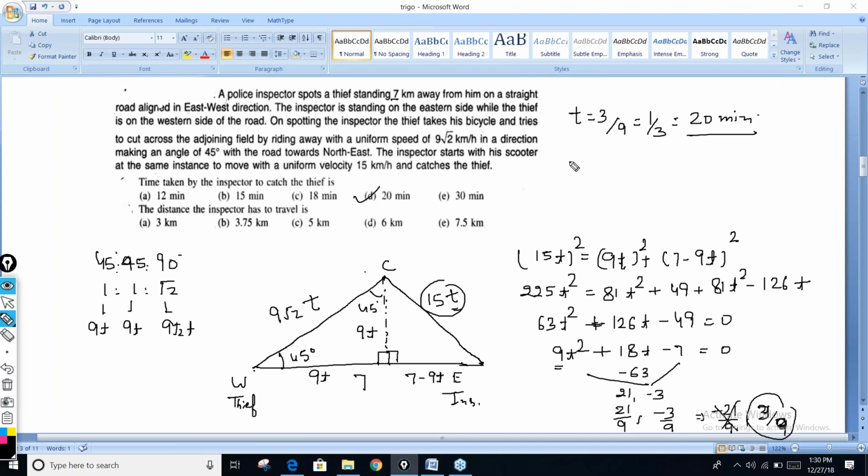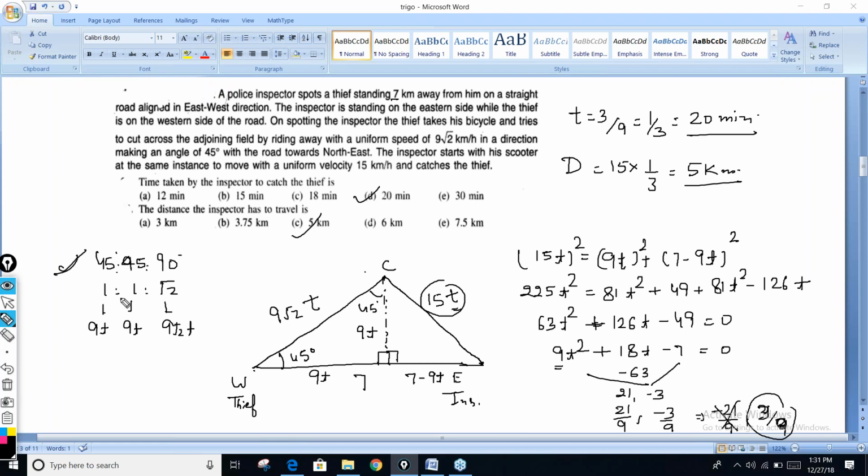So the first answer, how much time it took to catch the thief, is 20 minutes. And how much distance? The distance traveled is 15t, and t is 1 by 3 hour. So the distance traveled is 5 kilometers. That is the second answer. So we use geometry again, and in most of the questions you are going to use geometry rather than the sine cos formula. Remember these kinds of things so that it is easier to solve these questions.